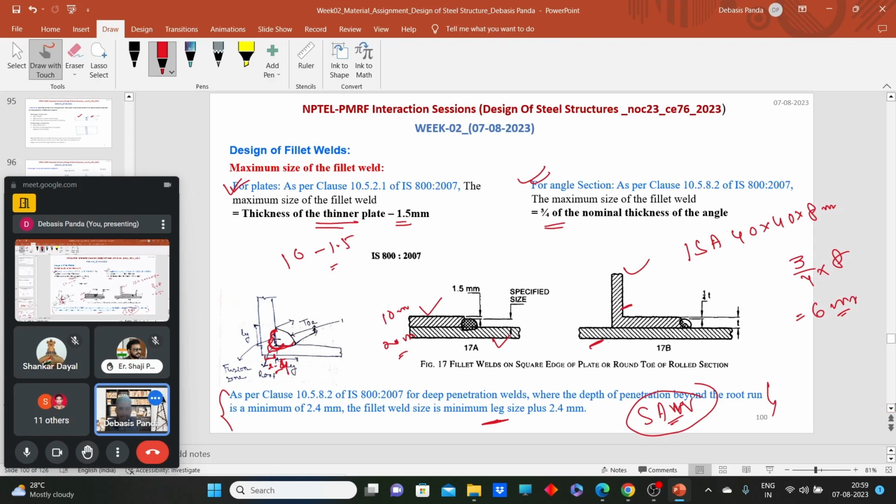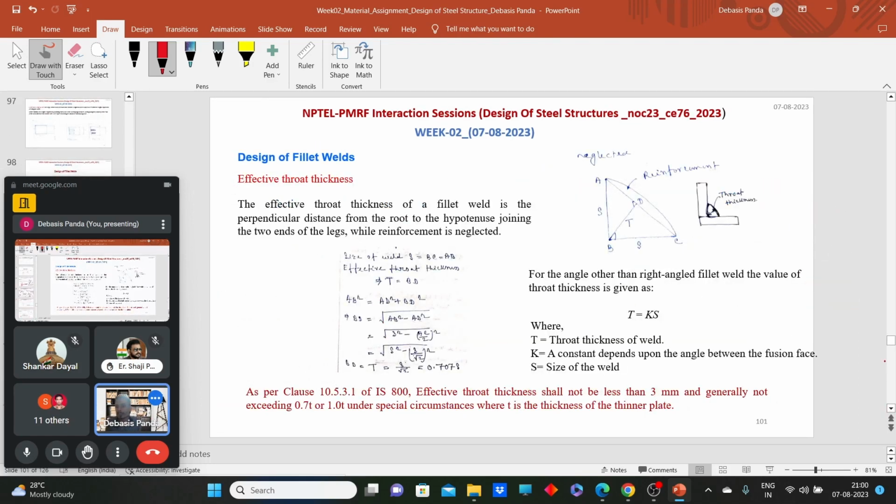Okay, now what should be the throat thickness? Throat thickness किसको पहले throat thickness बोलते हैं? It is the distance from the root to the toe, or the hypotenuse joining the two. So it is that distance. This distance is very important because using the throat thickness, the effective area of the weld is calculated. So the throat thickness for the 90-degree angle we can easily calculate using the triangle and Pythagoras theorem, and it comes as 0.707 S. S is the size of the weld.